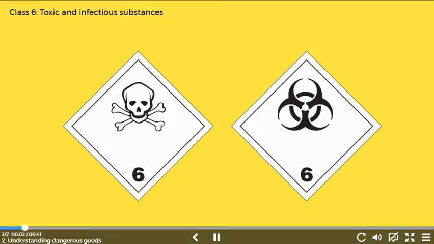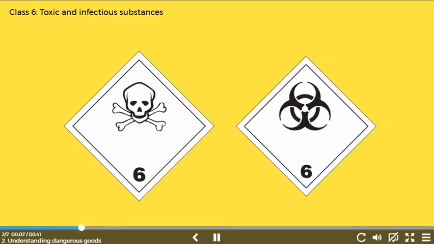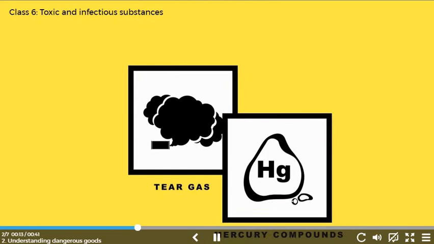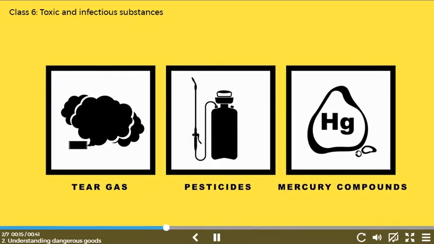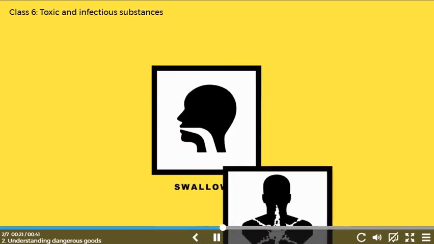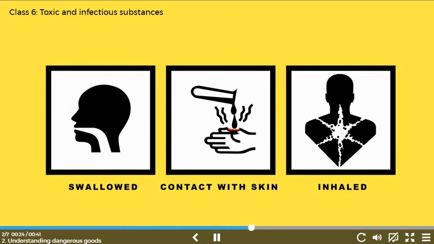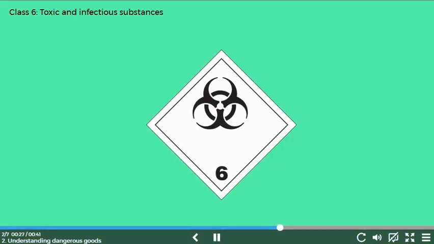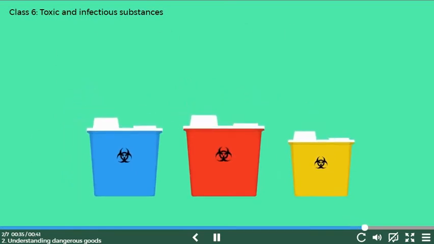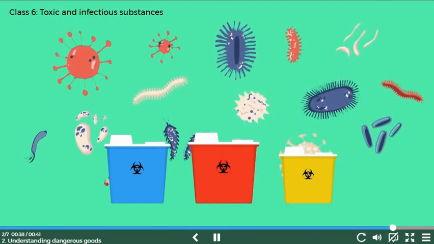Toxic and infectious substances can pose significant risks to human and animal health upon contact. Common examples of toxic substances include tear gas, mercury compounds, and pesticides. They can cause harm to health, serious injury, and death when swallowed, inhaled, or in contact with skin. Common examples of infectious substances include medical, biomedical, or clinical waste and medical cultures. They can reasonably be expected to contain bacterium, viruses, or other microorganisms that can cause disease.